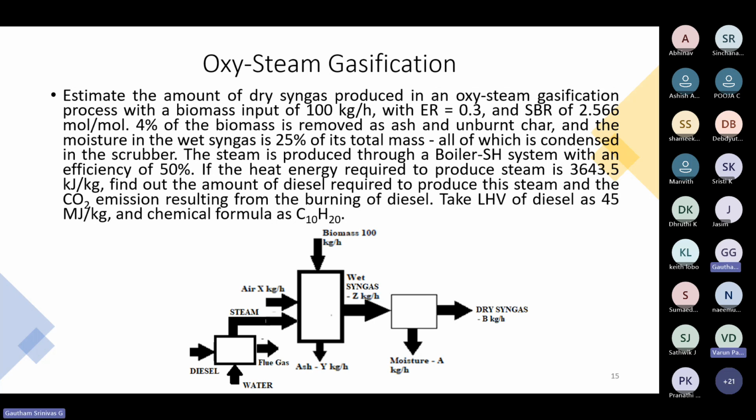Now, once you do that, you can calculate the emissions also. So you have C10H20. Write the balanced chemical equation for the combustion of diesel. Now you know how much diesel is being burnt, since you have just calculated it. This is for 1 kg of steam. So you know how much steam is going in, and based on that, you calculate the diesel. Now substitute that in the chemical equation.